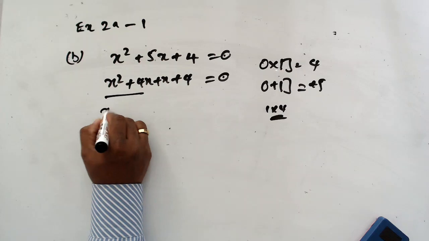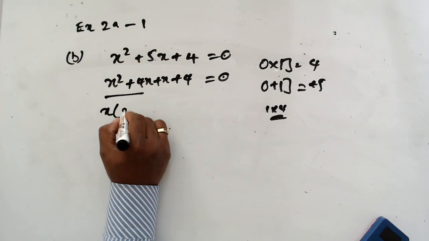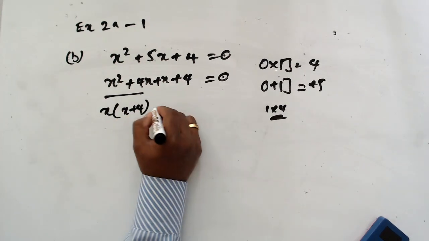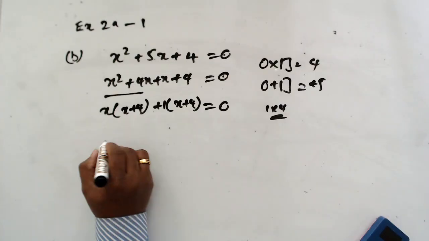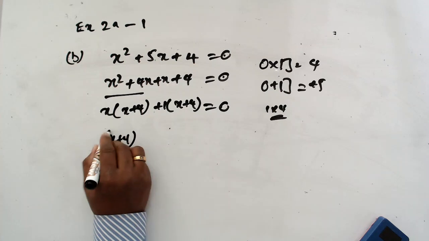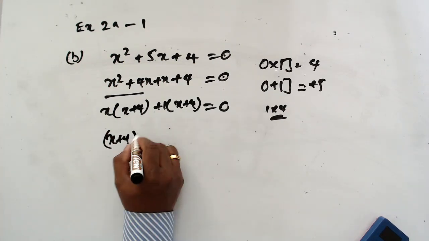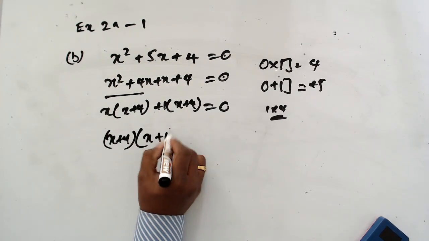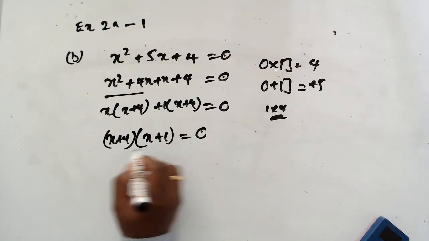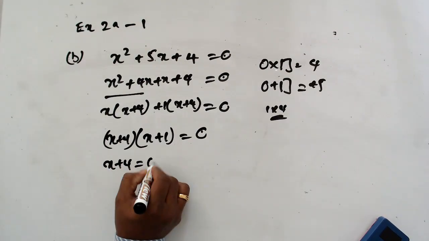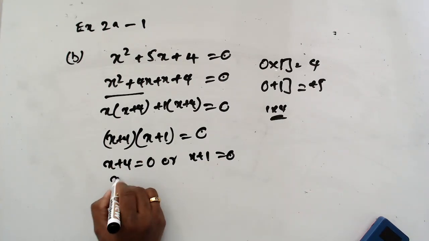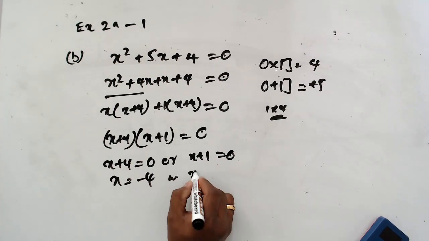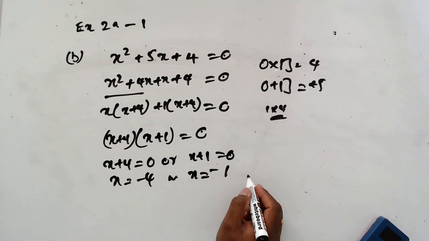So from here, I can take x out, x plus 4 remaining, and plus 1 out, x plus 4 remaining, equals 0. X plus 4 is common from both, and x is remaining here, plus 1 remaining here, equals 0. X plus 4 equals 0, or x plus 1 equals 0. X equals minus 4 or x equals minus 1.